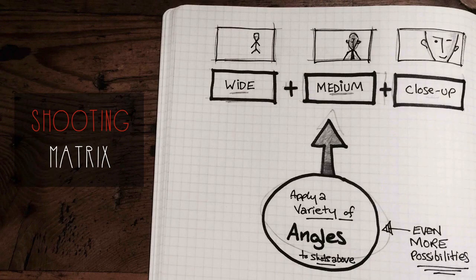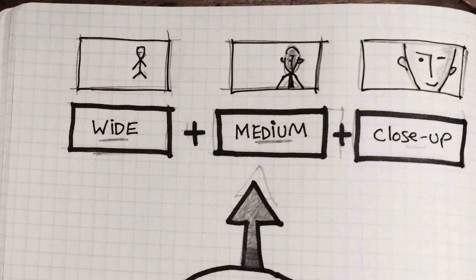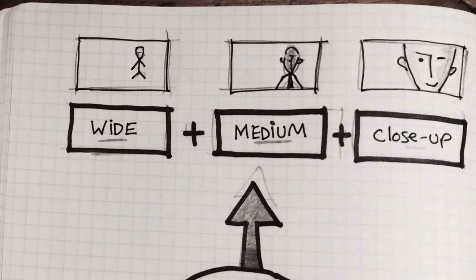I call this the shooting matrix. We've got your wide, your medium, and your close-up. If I was filming someone making a cup of tea, I could get a wide shot of the environment they're in, where they're making that cup of tea. I could get a medium shot as if I was standing slightly closer to them. I could get some close-ups of their hands, the teapot, a shot of their face as they're looking at what they're doing. Get several of these.